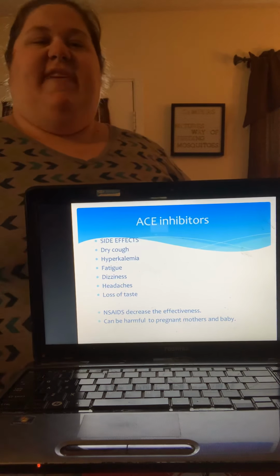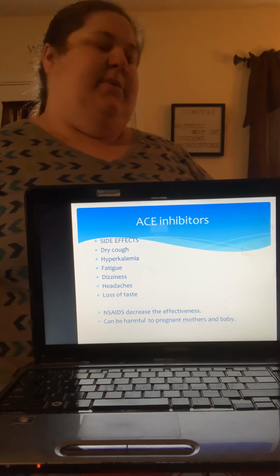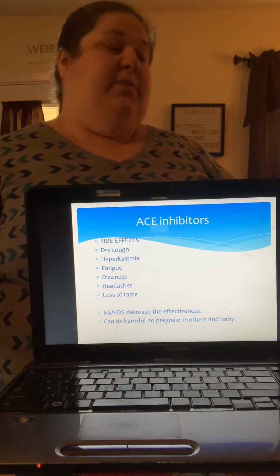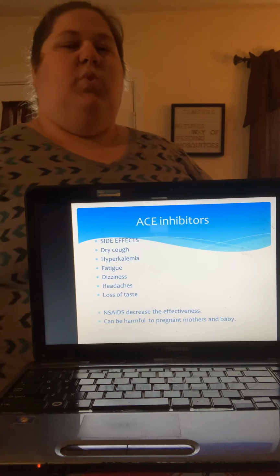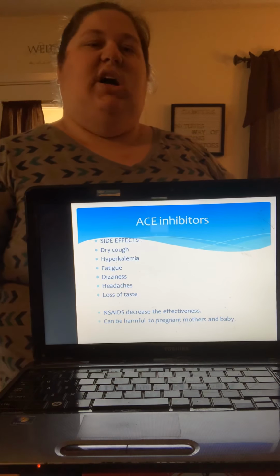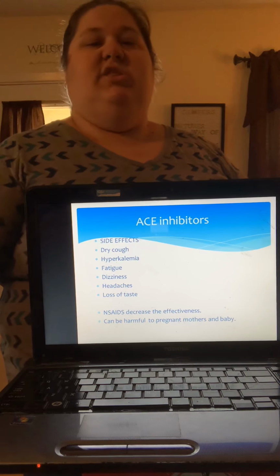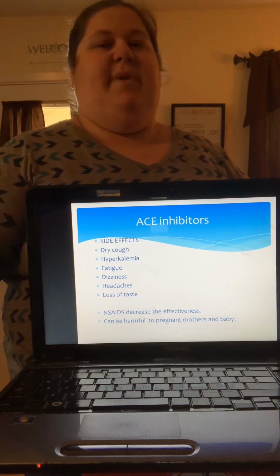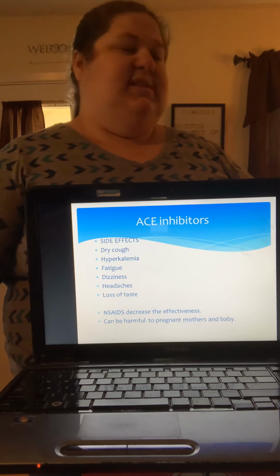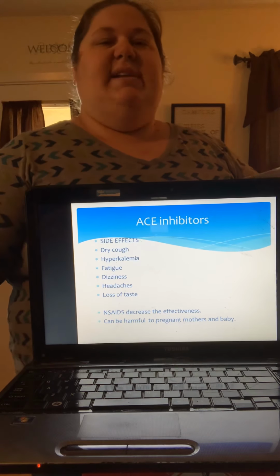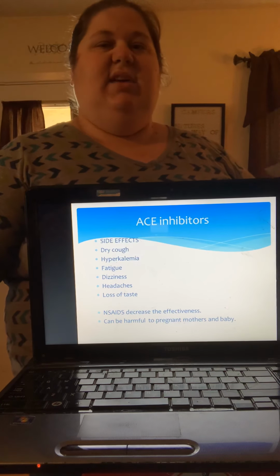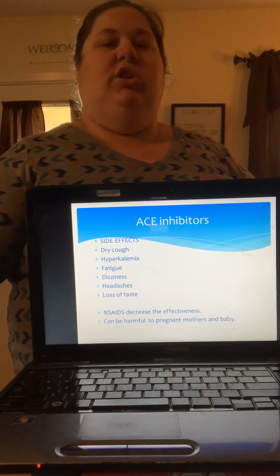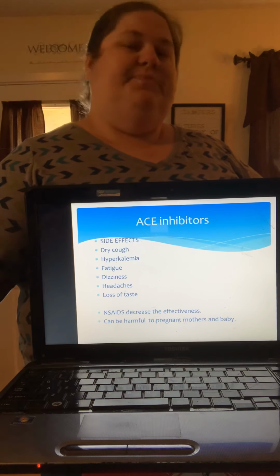So some side effects with ACE inhibitors. Also, as a note, ACE inhibitors cannot be taken with an ARB or with a direct renin inhibitor. Also, ACE inhibitors work more effectively in patients that are younger and also patients that are white versus older or Black populations. So common side effects: the number one side effect that patients will exhibit with ACE inhibitors is going to be a dry cough. Also signs of hyperkalemia, fatigue, dizziness. Dizziness usually occurs because of a rebound hypotension or low blood pressure, and then headaches.